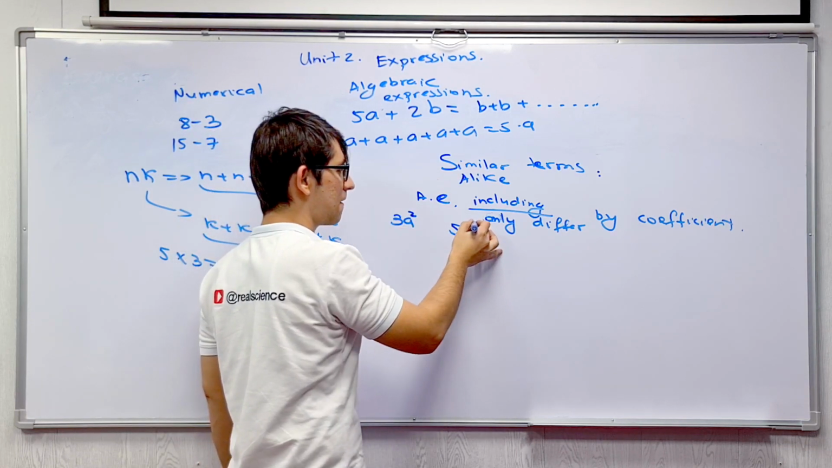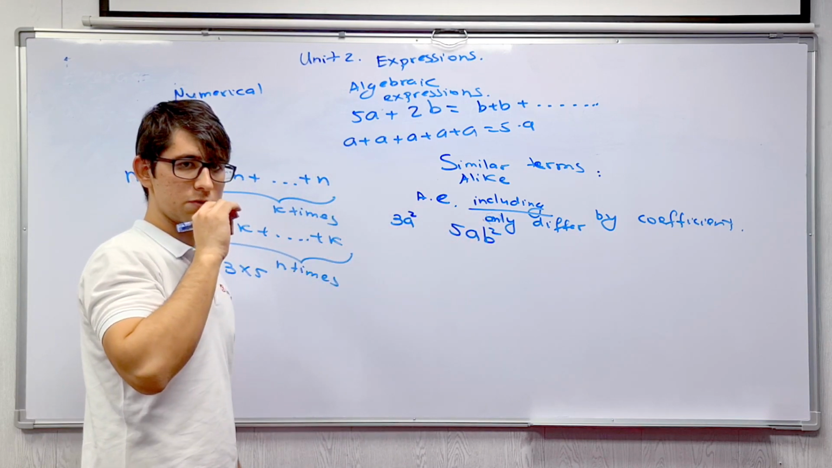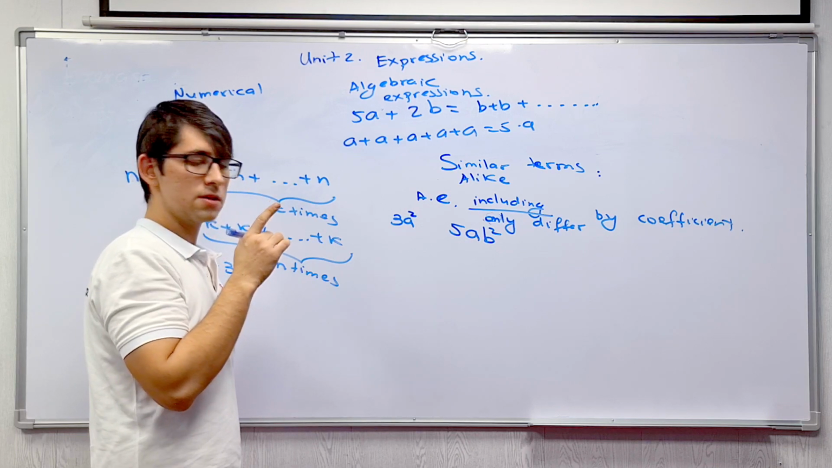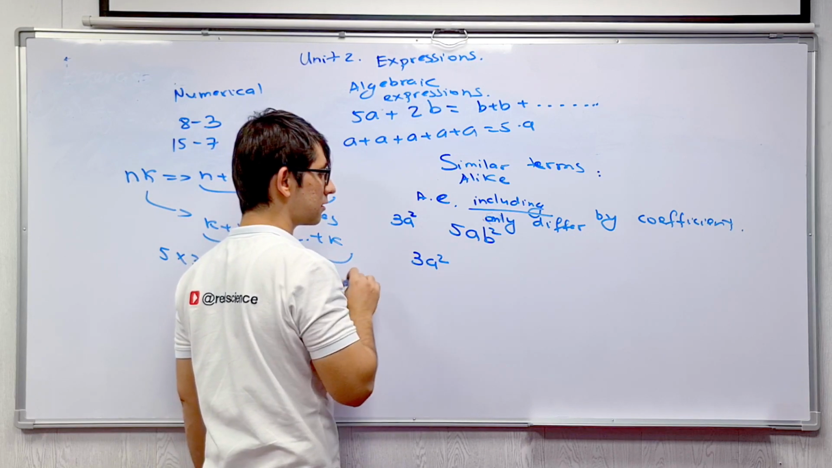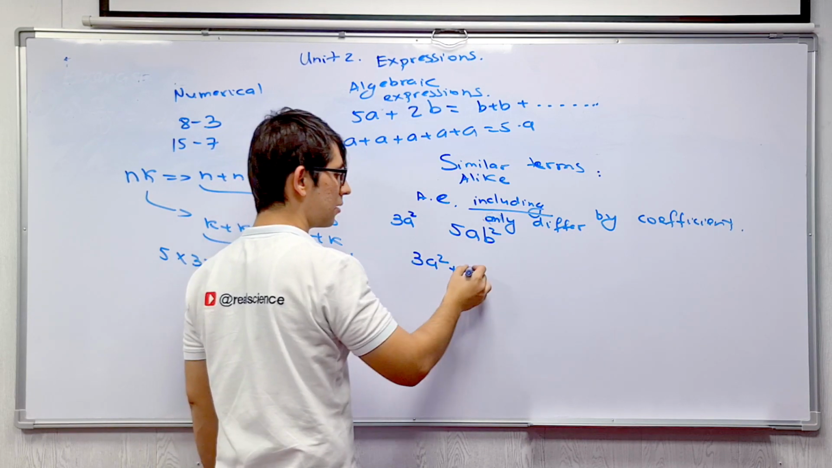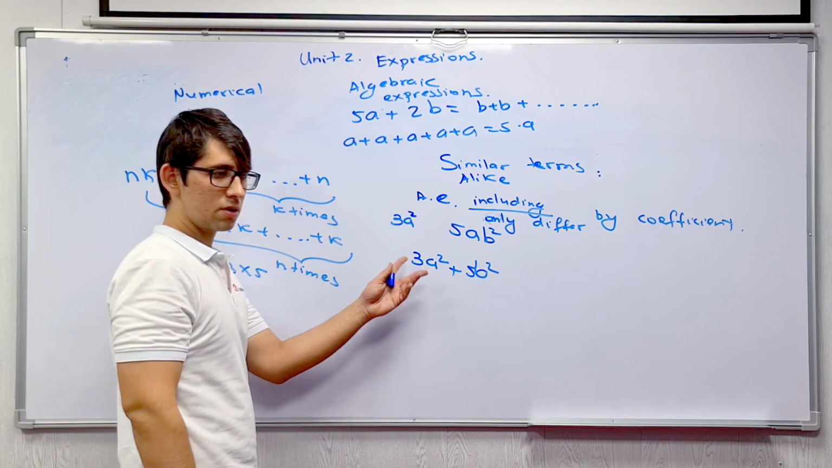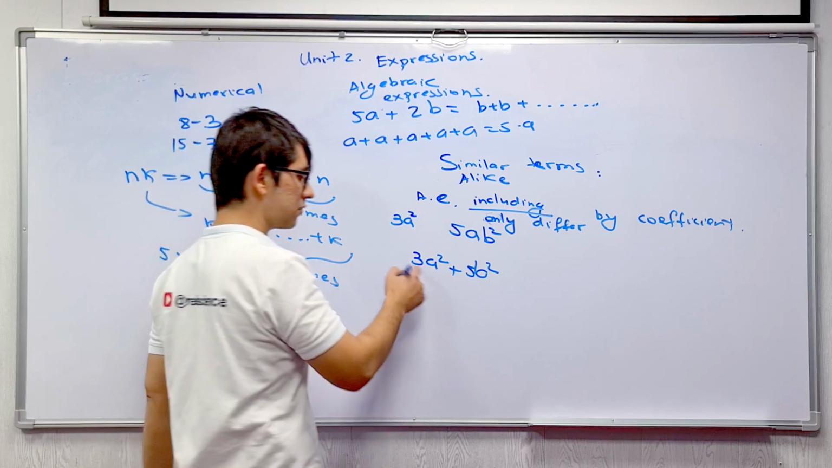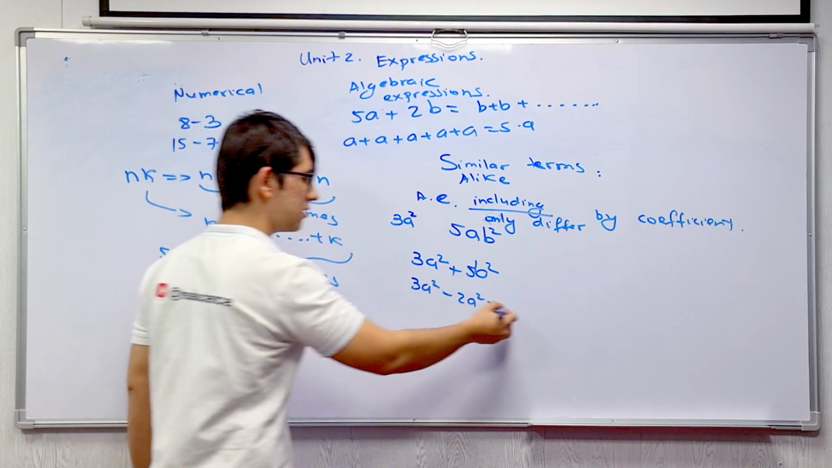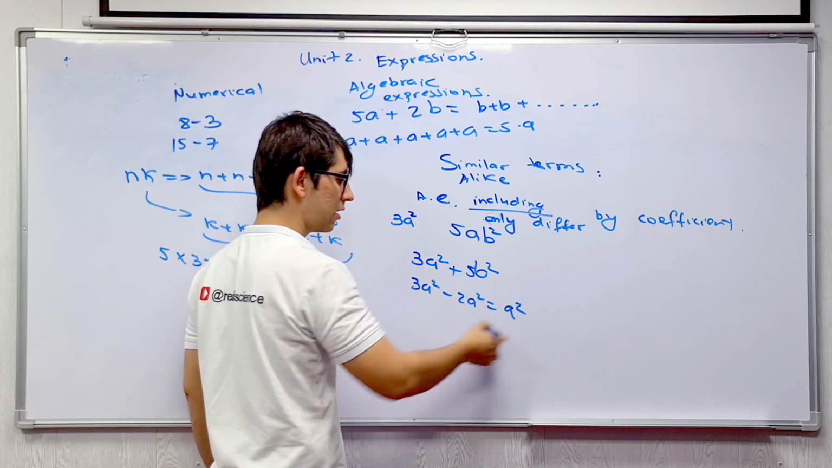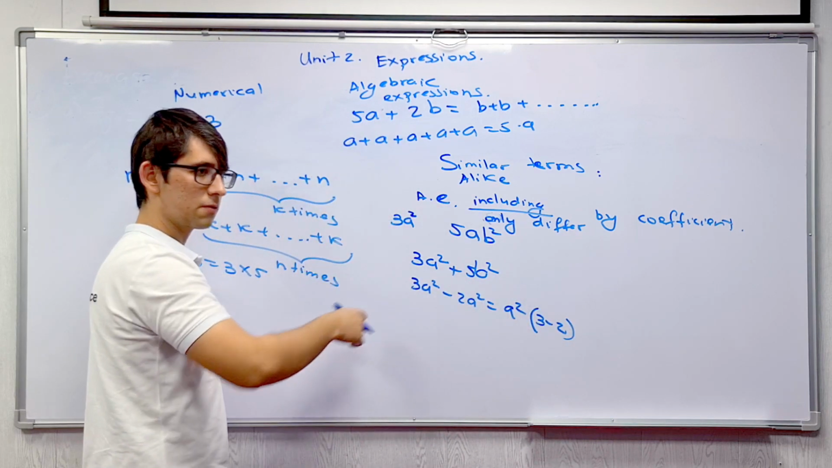A square, 5ab square, for example. They are not similar terms, right? Similar terms can be combined. Non-similar terms, like 3a square plus 5, let's say, b square, you can't do anything. If you have 3a square and minus, let's say, 2a square, it will be a square. You just subtract their coefficients, okay? A square, 3 minus 2, which is equal to 1. 1 times a square is itself, right?